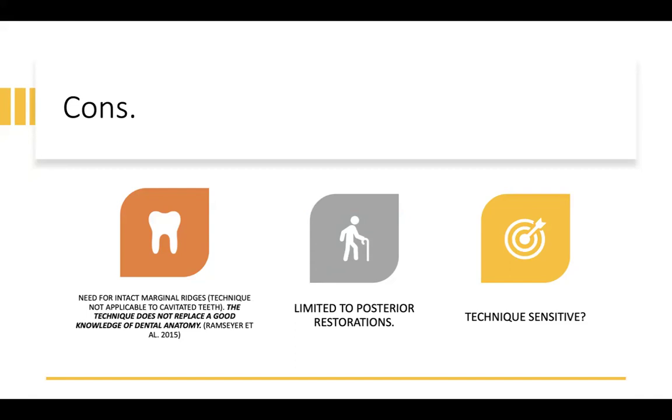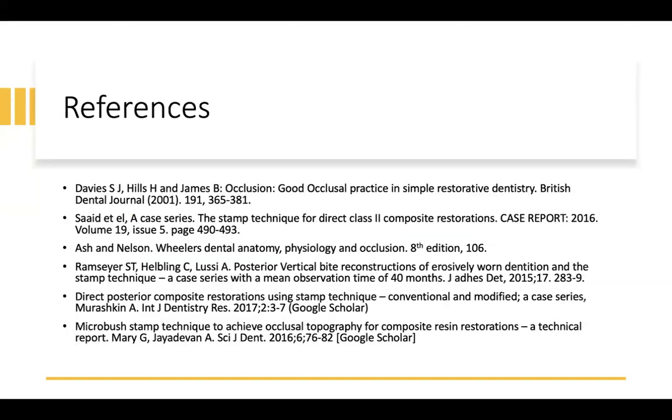For your pits and fissures, your class 1s, or your class 2 restorations, you can do everything else the way you do your class 2 restorations, but on the occlusal, you can just employ the stem technique. Number 2, it is limited to posterior restorations. Then number 3, it is technique sensitive. You need to offer precise alignment on your stem, and that can also be a downside.